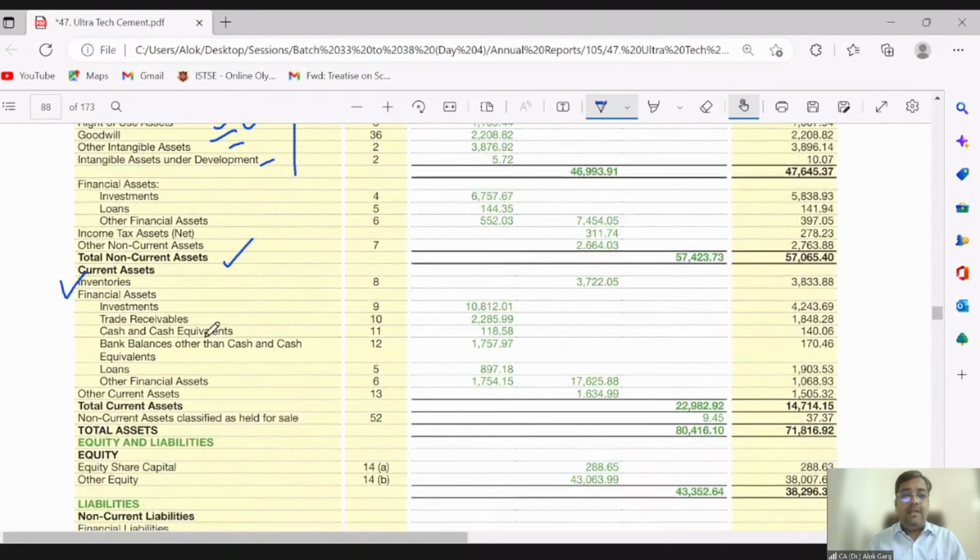So if you see in current assets, there is an inventory. What is the difference between inventories and non-current asset held for sale? Let's take an example of Maruti again, right?